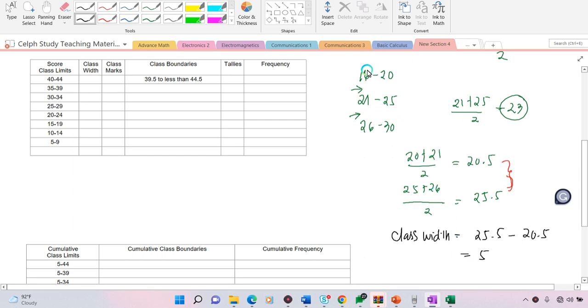Again, your upper and lower limits depend on the class limits. This is your lower, this is your upper; this is your lower, this is your upper; this is your lower, this is your upper. Next is your class mark: add the lower and upper divided by 2. Next, the class boundary is between each class, in the middle of the two. Upper here, lower here, add them, divided by 2. Then the class width: if you have several values, consider just two and subtract them. So, 25.5 minus 20.5.